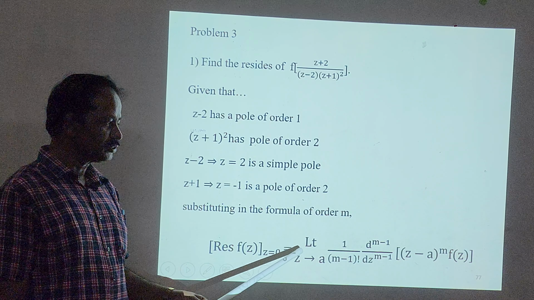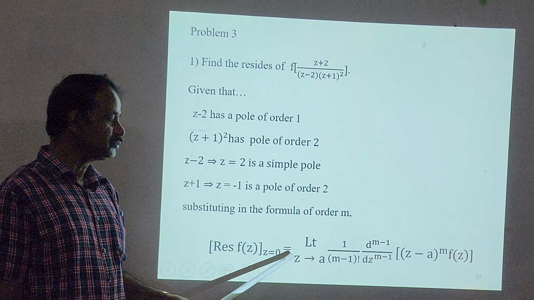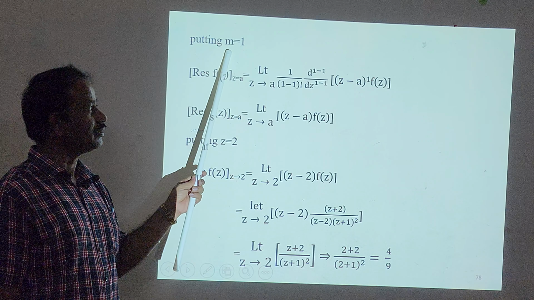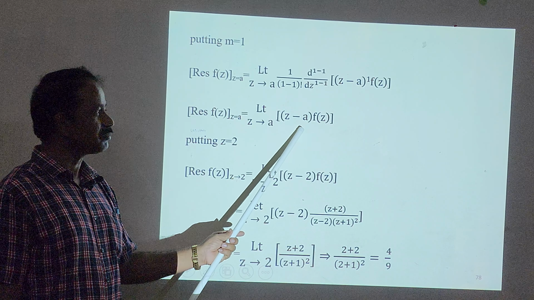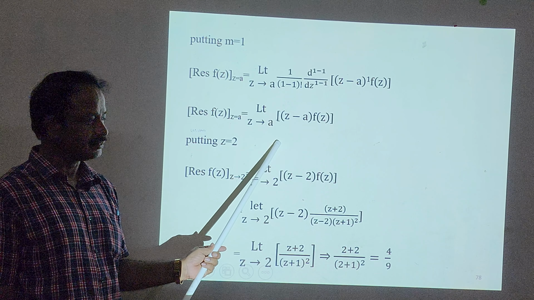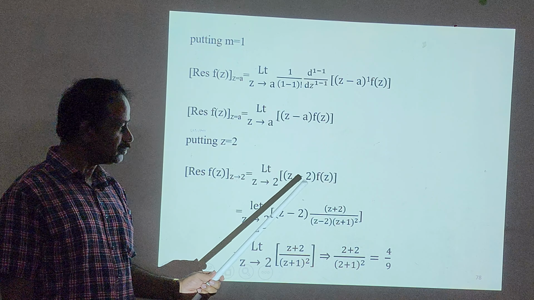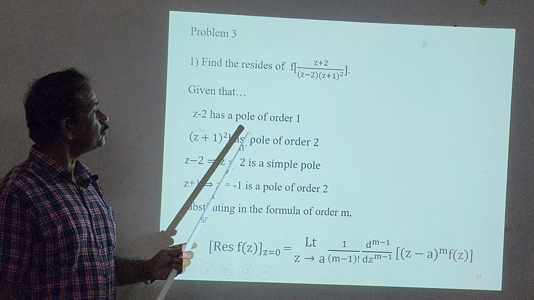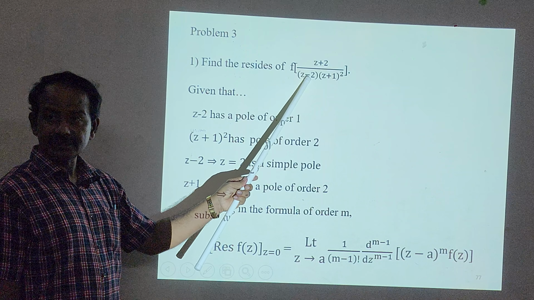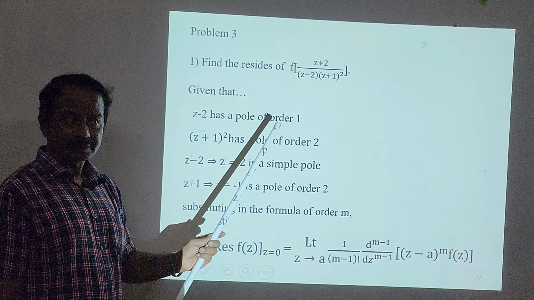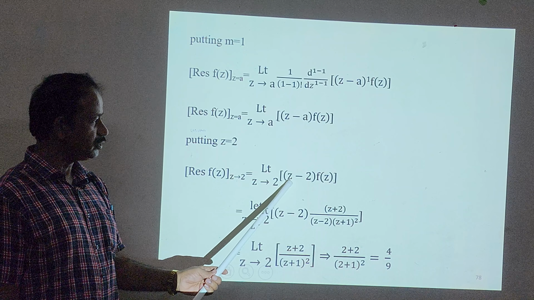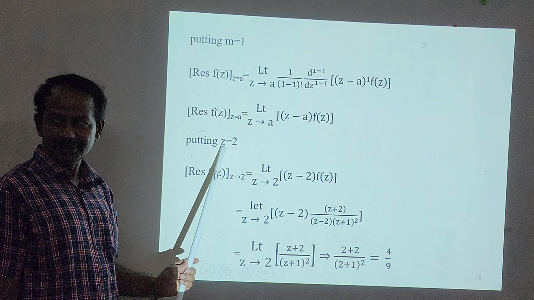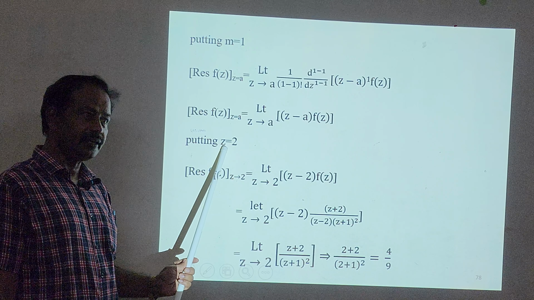Okay, so now we will have to use a formula. Same formula, Cauchy residue theorem. So same formula we are going to use. So putting now m equals 1. m equals 1 will give you this formula. This is a simple formula. We know already, we learned just now. For putting z equal to 2, that is z minus 2 equals 0, we will have to write z equals 2. So this becomes z minus z naught, or z minus a. So z naught equals 2 or a equals 2.